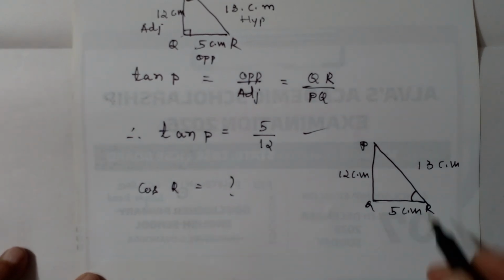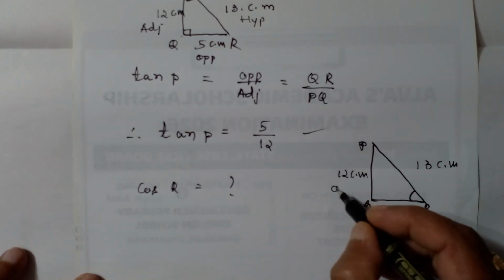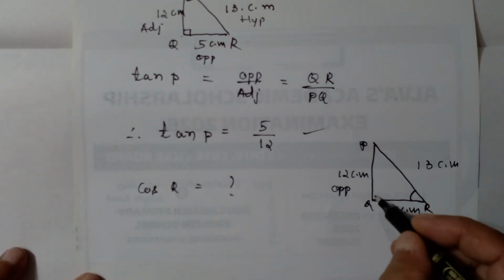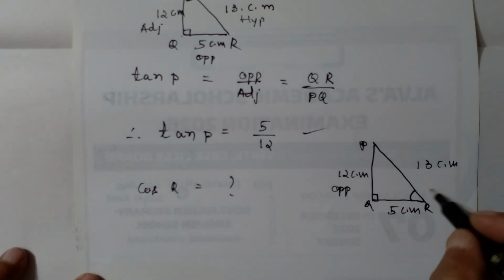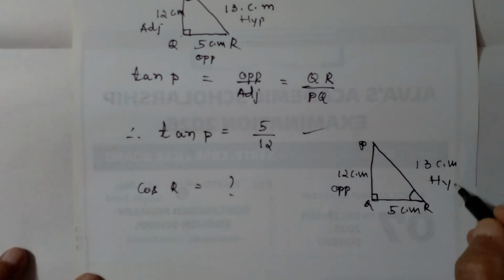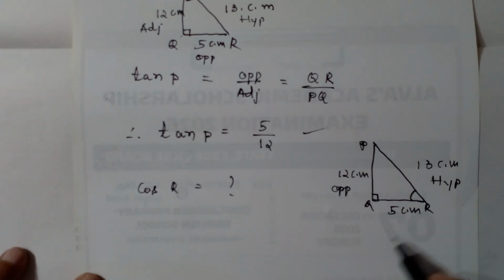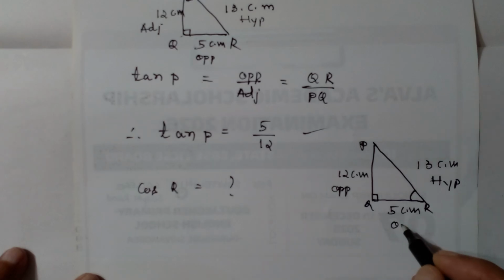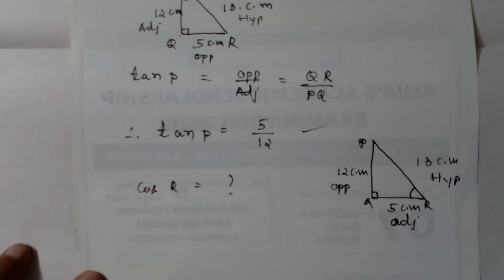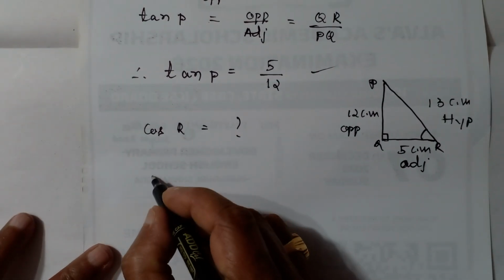Okay. Here, to the angle R, which is opposite? PQ is the opposite. Take that as opposite only. To the 90 degree, which is the opposite? PR is the opposite, so you take the word hypotenuse. Name that as hypotenuse. After locating opposite and hypotenuse, the third side is always adjacent side.